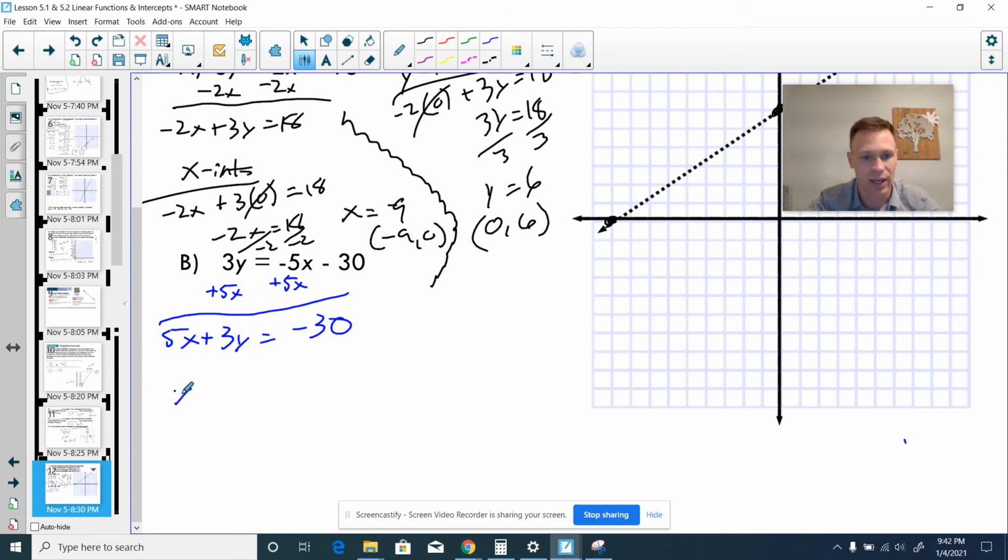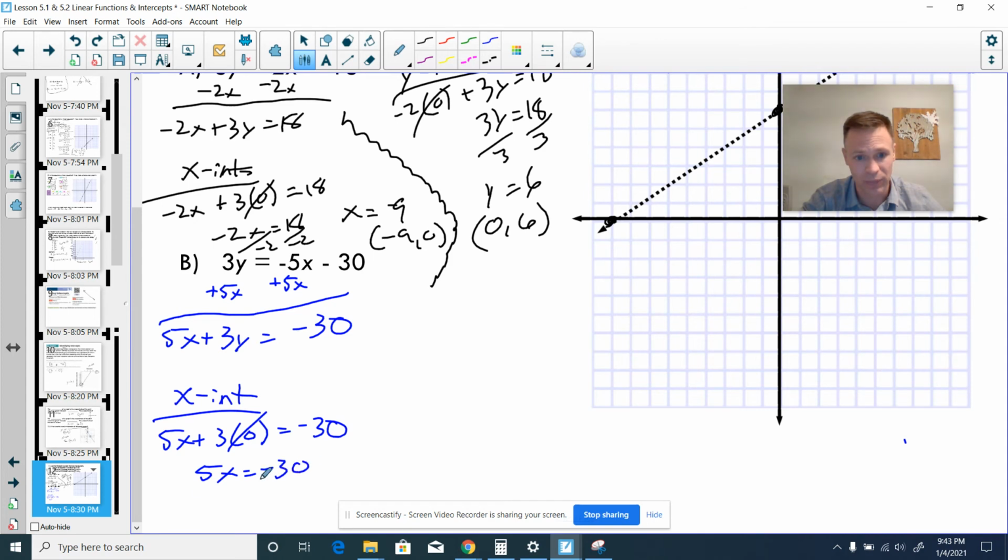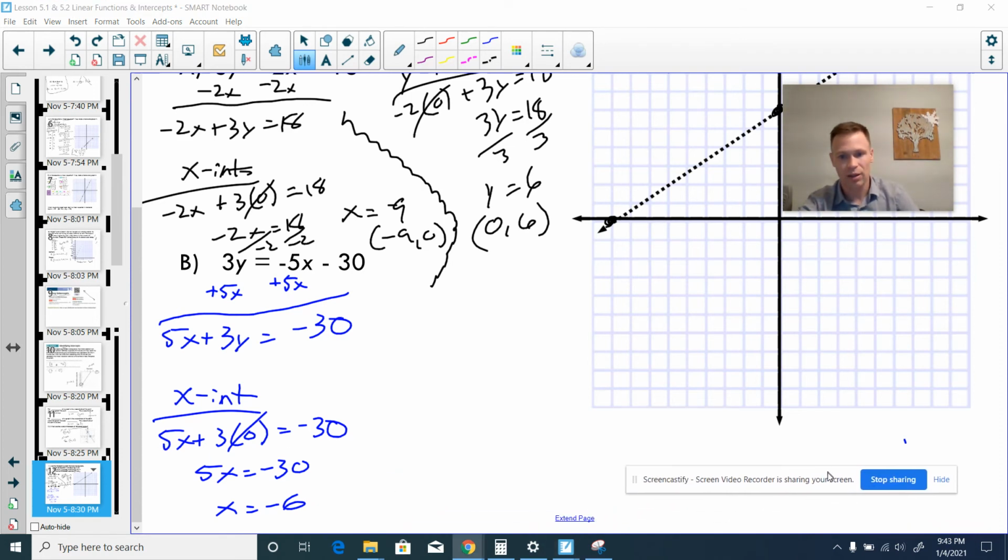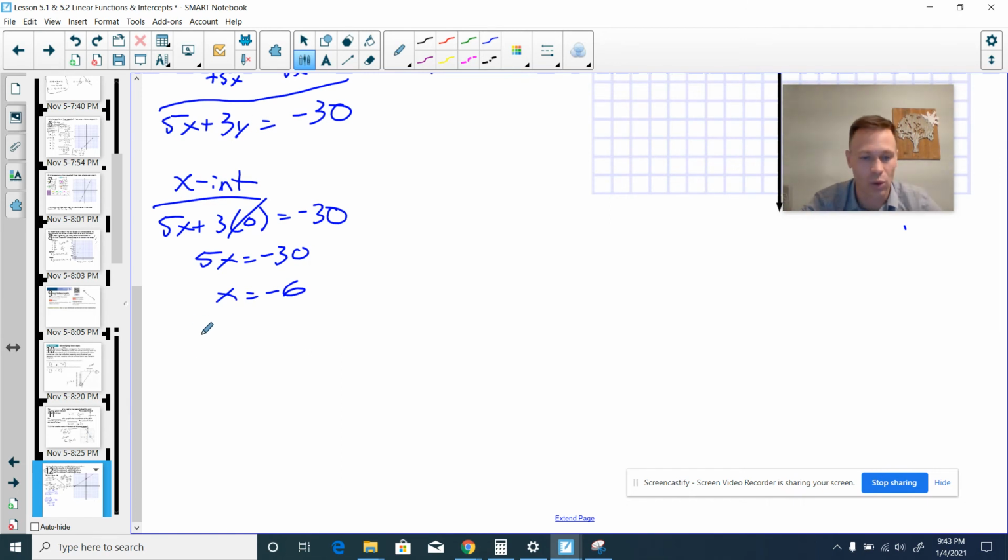So again, find an x-intercept. Think about it this way. If you're finding an intercept, you substitute 0 into the other value of what you're trying to find. So if I'm finding an x-intercept, 0 goes in for y. So I'll have 5x plus 3 times 0 equals negative 30. 3 times 0 is gone, so that leaves me with 5x is equal to negative 30. I divide both sides by 5, and I get x equals negative 6. So again, that is not my x-intercept. It's a coordinate point, so I have the point negative 6, 0.